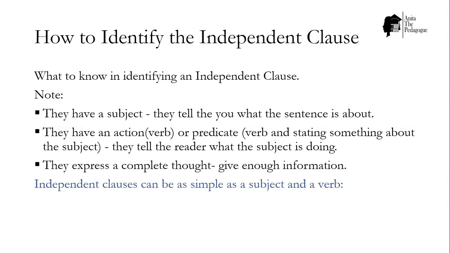Now, the independent clause can be as simple as a subject and a verb. And let's take an example. Just very simple. It can just be a subject and a verb. Felicia cried. And this is an independent clause because it gives you a complete information. You have the verb cried, that is the action, and the subject Felicia performing the action cried.